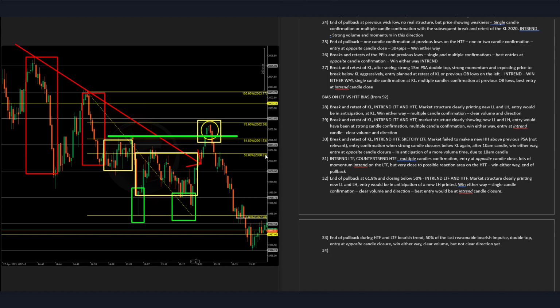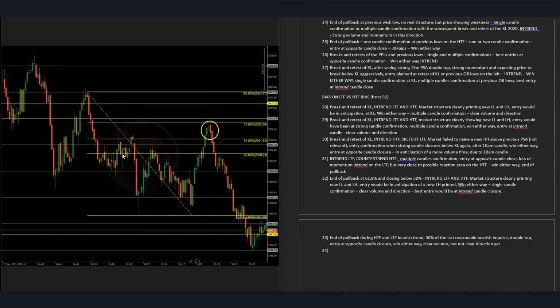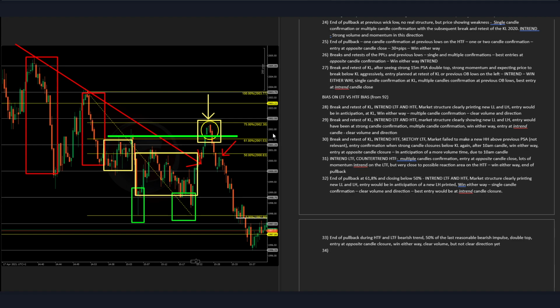So this is only an entry in anticipation. What I really like though is that we have the 50%, the 75% confirmation, and then the retest of the 50%. This entry, I would love to enter over there. For example, this will be the entry at the candle close, retesting the 50%, because this entry is also matching this previous PSA. It's not a PPL, but it's matching a PSA. So that could probably make more sense.